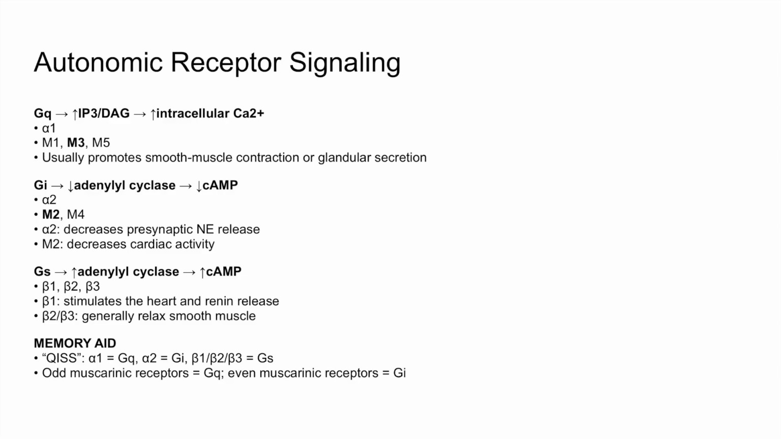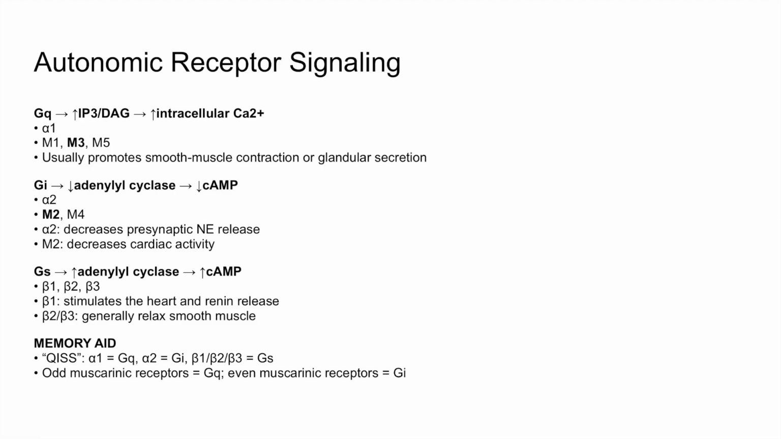Gi inhibits adenylyl cyclase and lowers cyclic AMP. Presynaptic alpha-2 receptors use this pathway to decrease norepinephrine release, while cardiac M2 receptors reduce heart rate and conduction. Gs stimulates adenylyl cyclase and raises cyclic AMP. Beta 1 therefore stimulates the heart and renin release, whereas beta 2 and beta 3 generally relax smooth muscle.